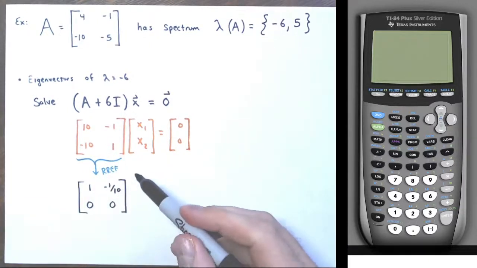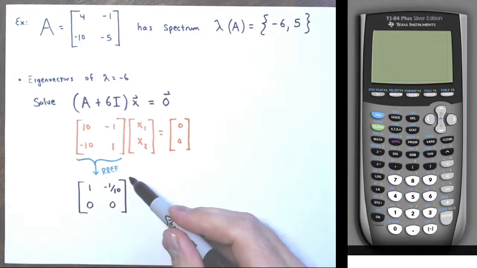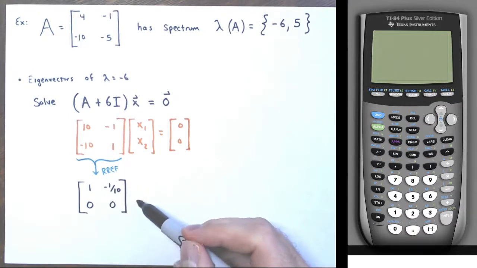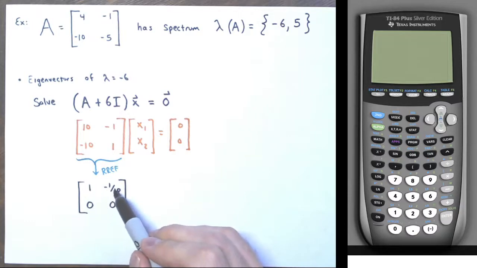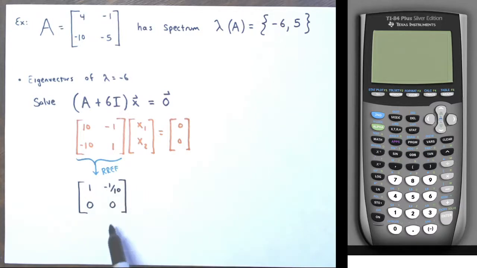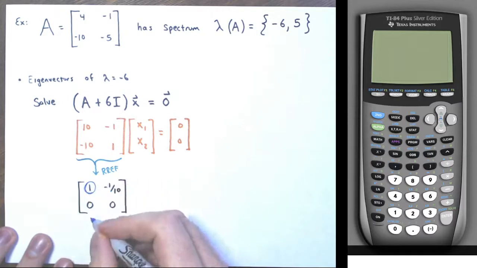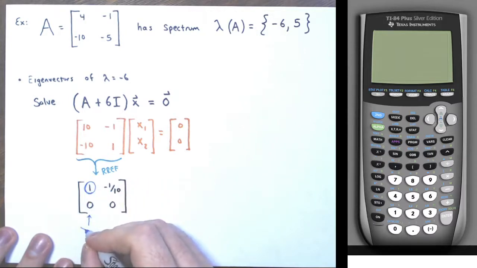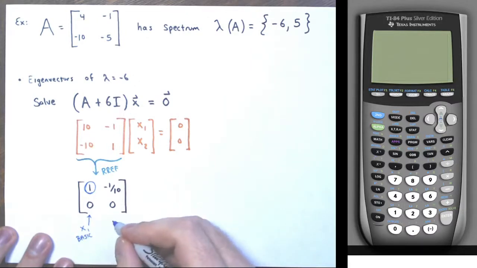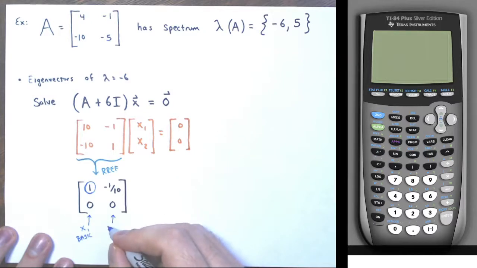And again, don't forget, we're imagining a bar here with some zeros. This is x1 minus 1/10 x2 equals 0. This is 0 equals 0. Alright, looking for the pivots. Again, upper left corner there, leading 1 pivot in the first column that corresponded to coefficients of x1. So again, x1 is basic, and again, x2 is free.